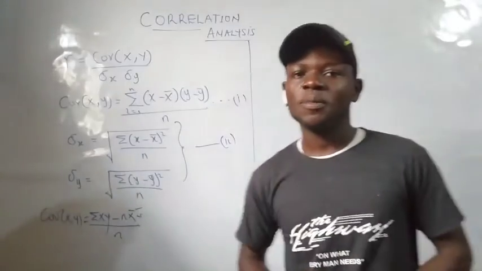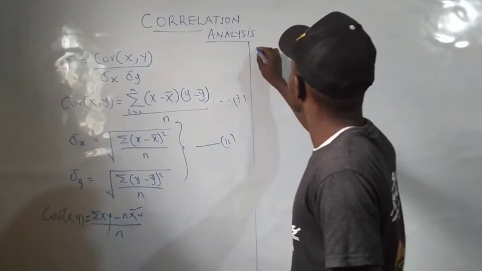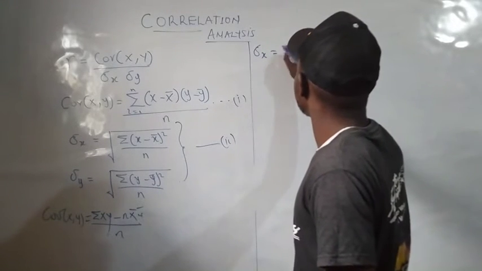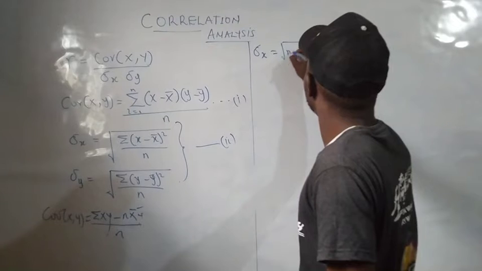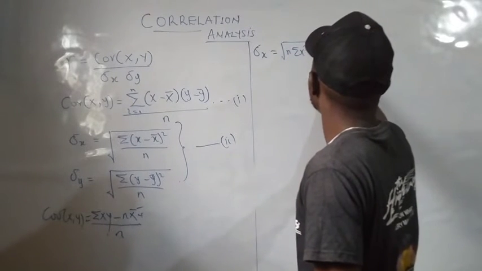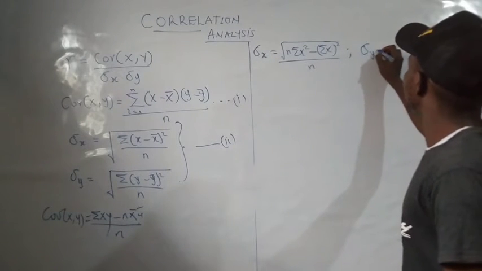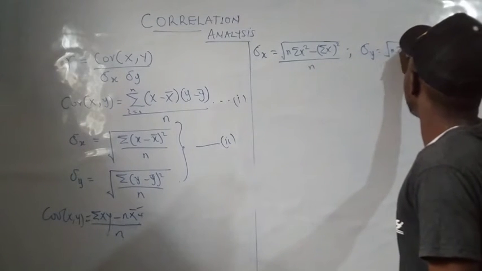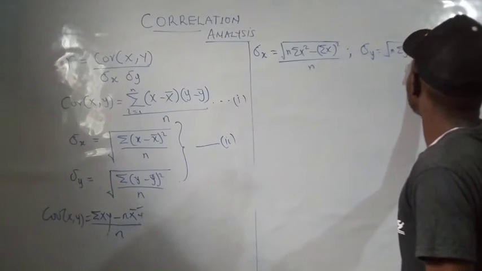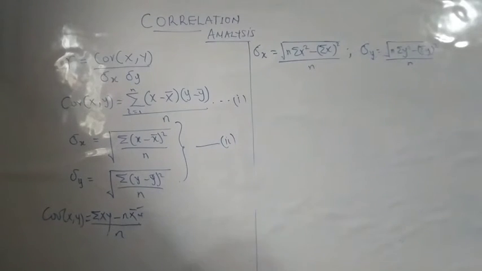Welcome back once again. Now, we have been able to validate the fact that sigma of x is equal to the square root of what? Of n summation x squared minus the summation of x all in bracket squared all over n, just as the sigma of y would also be the square root of n summation y squared minus what? Summation y all in bracket squared all over n in the same vein.